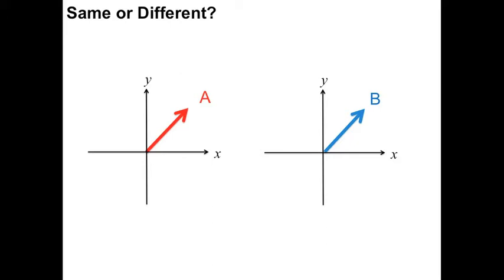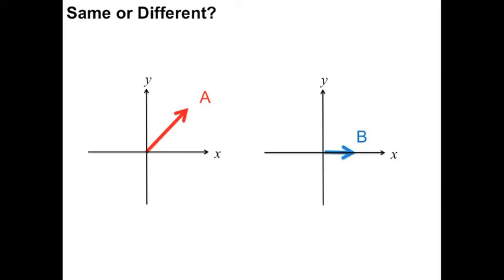In this case, the vectors are, in fact, the same. They both point up at roughly a 45-degree angle, and they both have about the same length, so they have the same magnitude. So if they have the same length and the same magnitude, these 2 vectors have to be the same. How about these vectors?